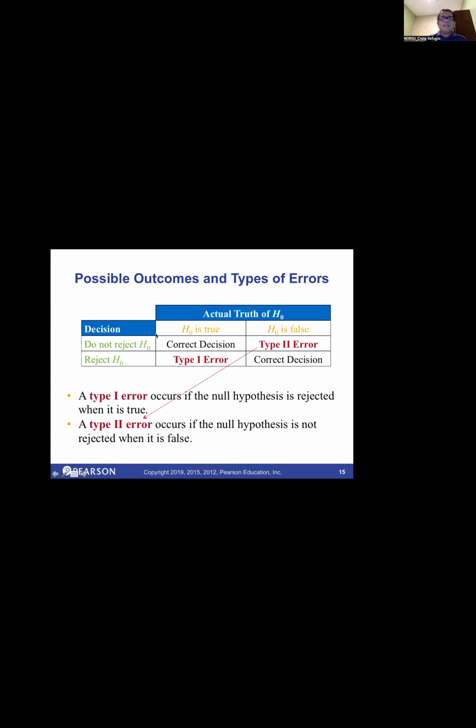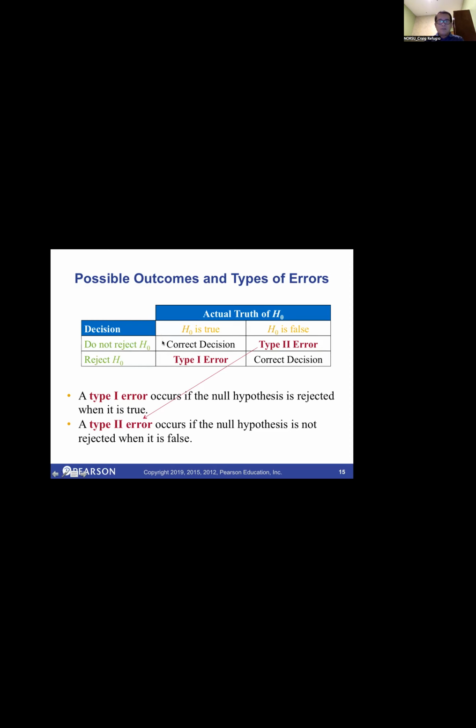So we have 2 decisions. Do not reject HO, that means fail to reject HO, or reject HO. Remember in the previous slide, there are 2 decisions that you are going to make: reject HO or fail to reject HO. When I say fail to reject HO, that means do not reject HO.